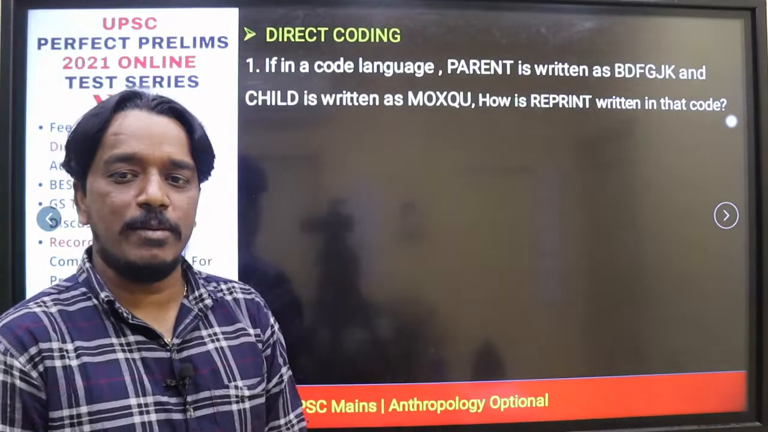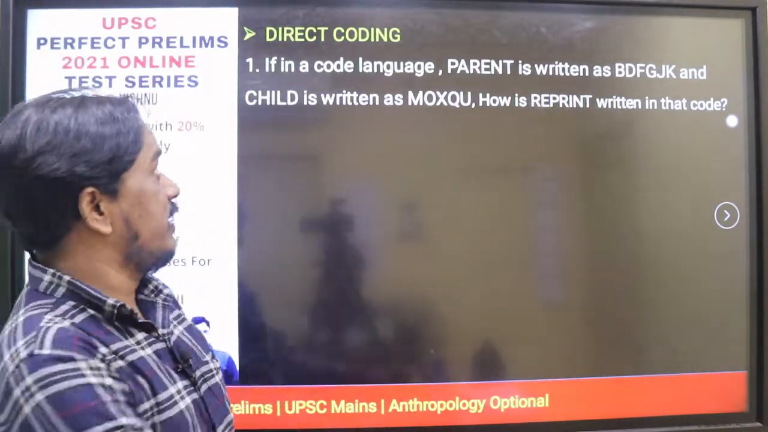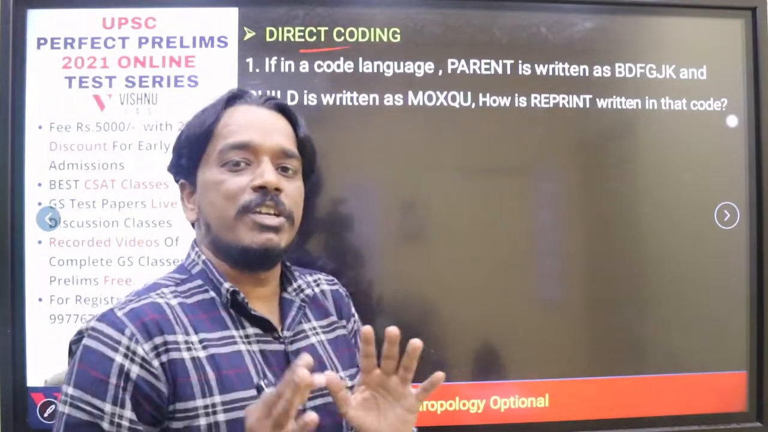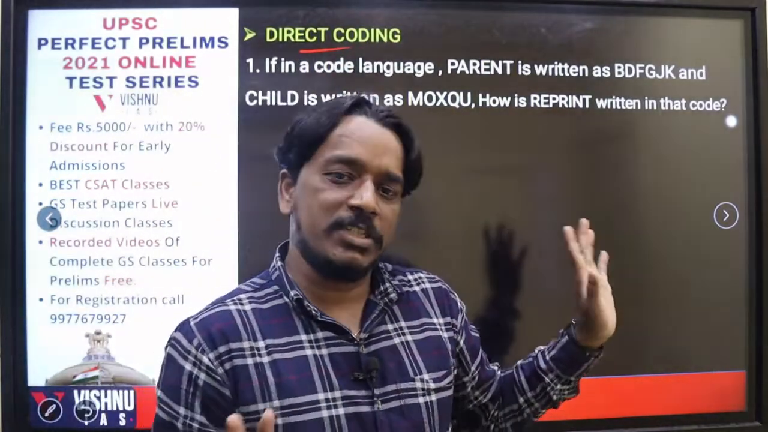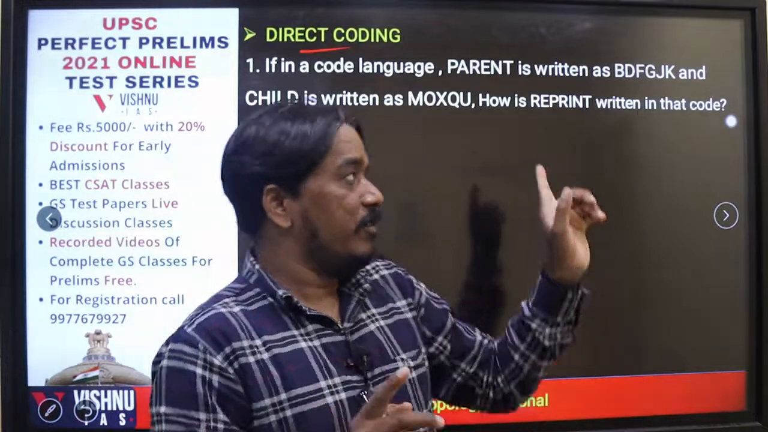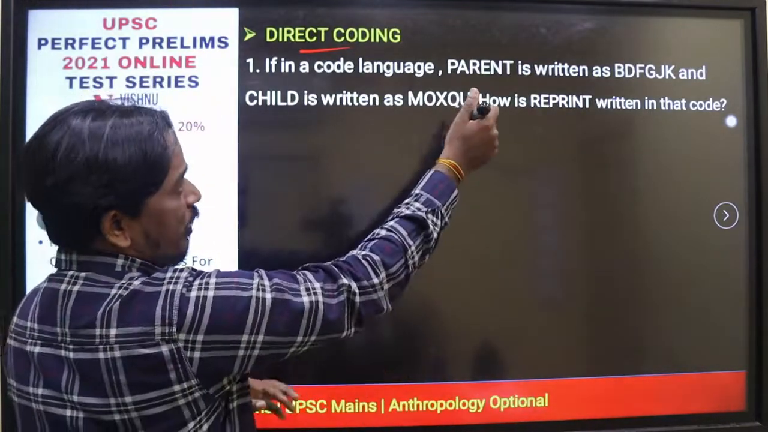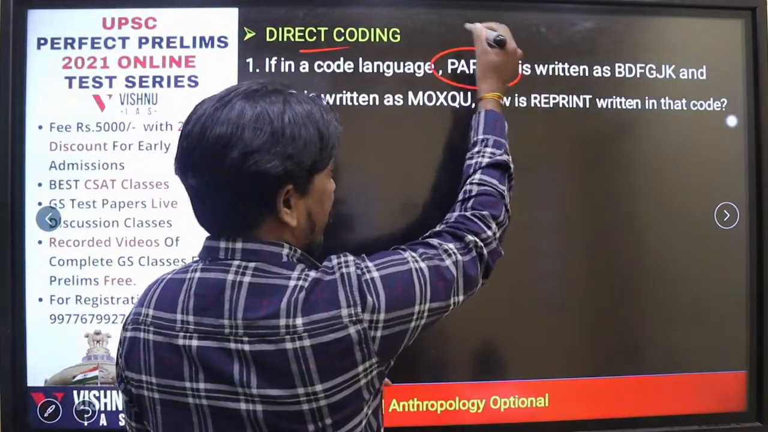Right guys, we'll see another model from coding decoding, that is direct coding. Direct coding questions are very simple. With this single question, you can understand every point very clearly. But what is a coding in the direct coding? What type of pattern are we getting here?